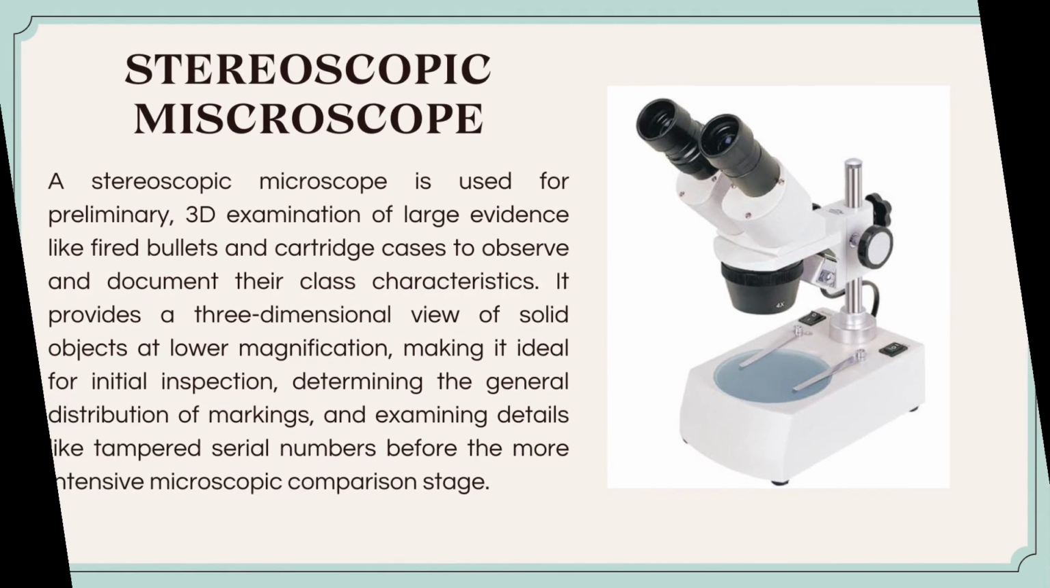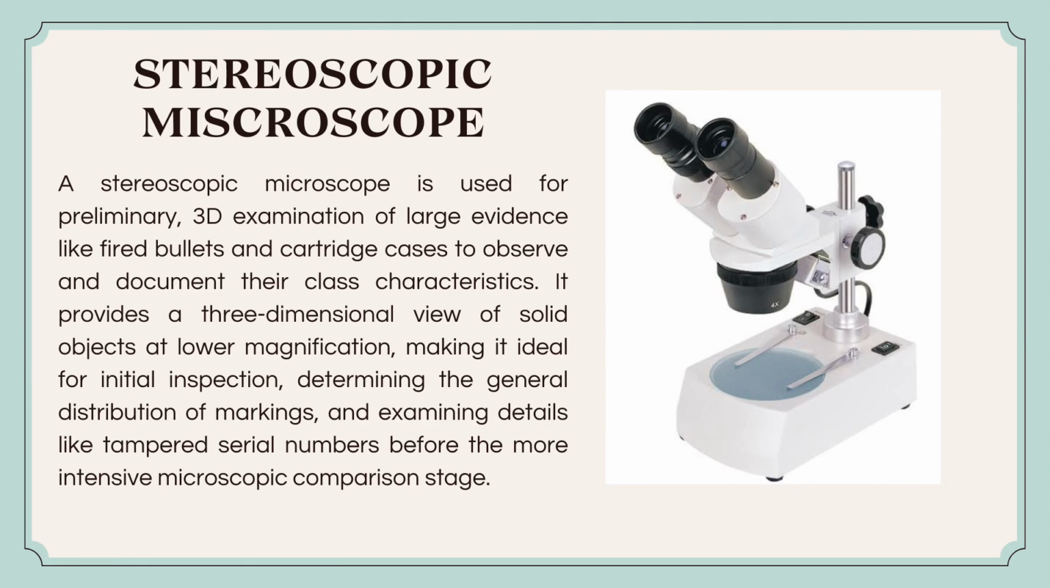Second instrument is the stereo microscope. It is a low-power, three-dimensional microscope that provides a natural 3D view of the surface of an object. It operates using two independent optical paths, giving each eye a slightly different angle of the specimen.